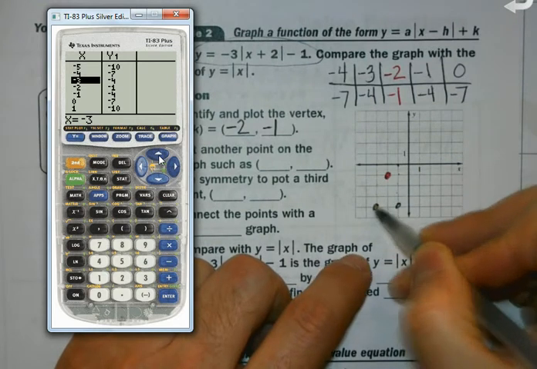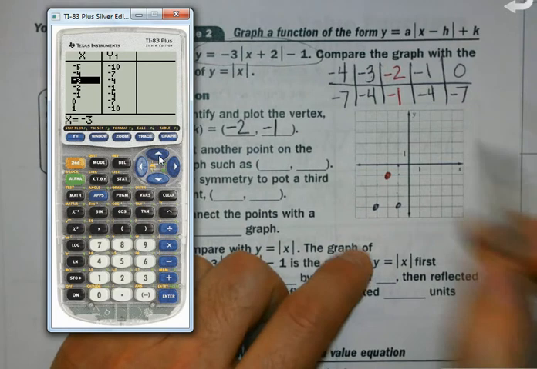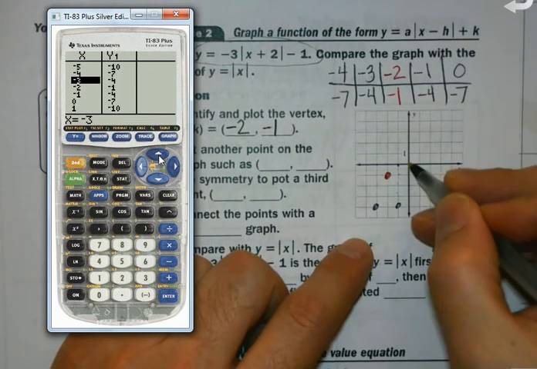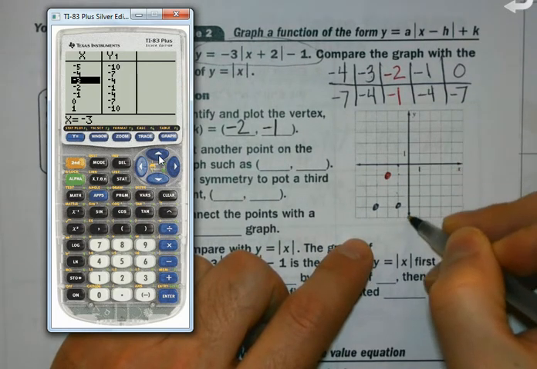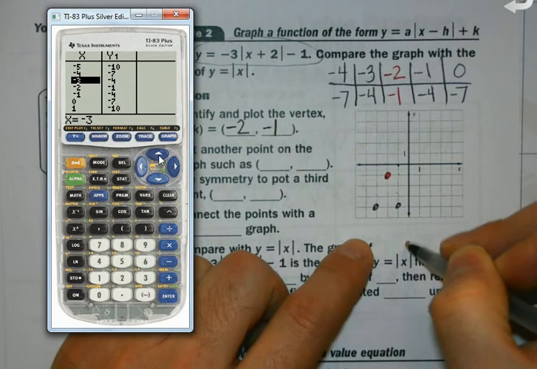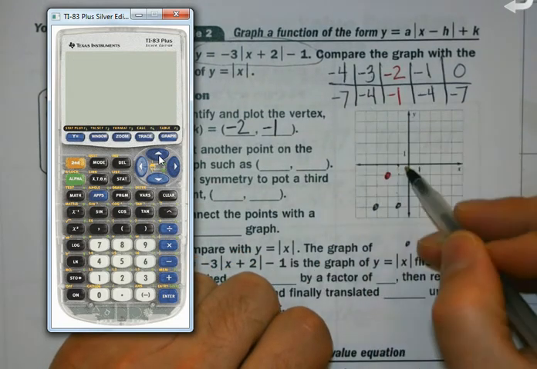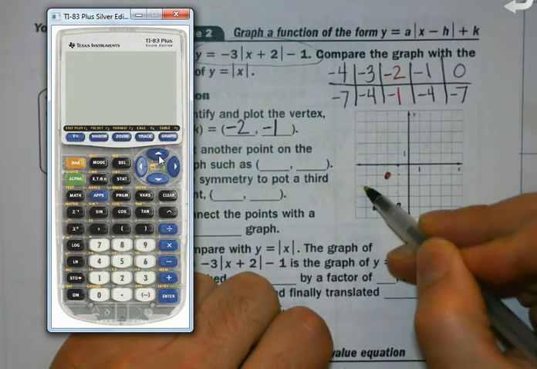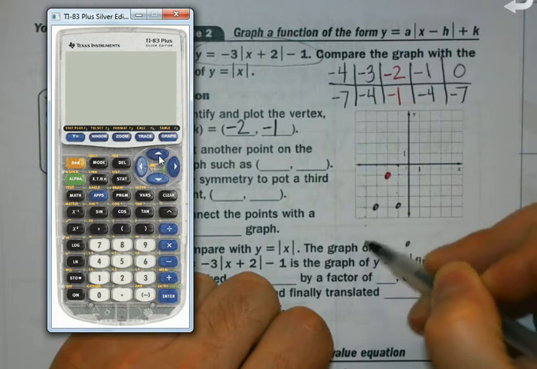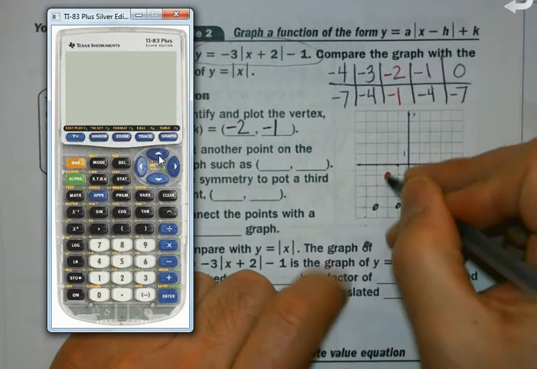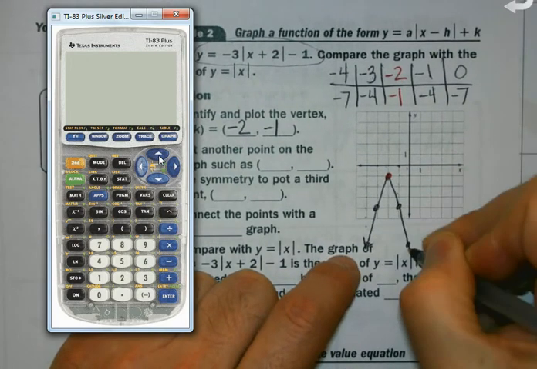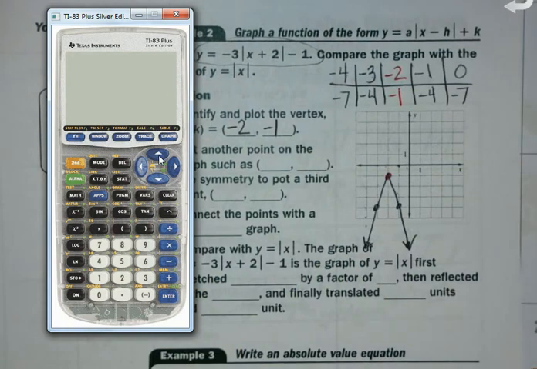And again, I'm seeing symmetry. Now I know the negative 7s, I'm going to run out of room. 1, 2, 3, 4, 5, 6, 7. We'll wing it a little bit here. And then left 4, down 7. And again, I'm just playing connect the dots to make a nice straight line. So much easier to do than playing around with all this other stuff.